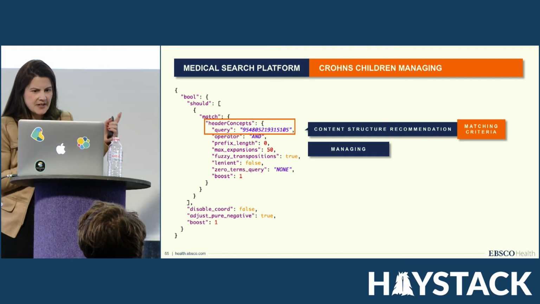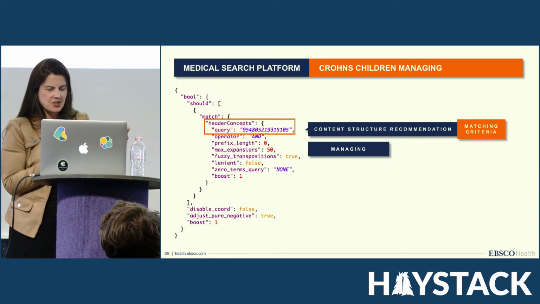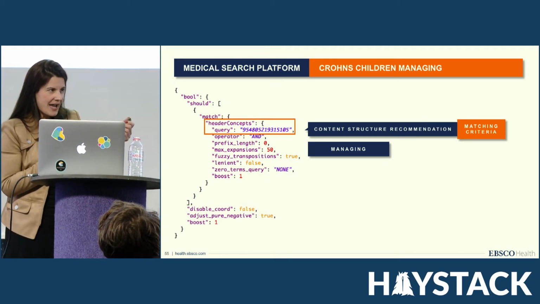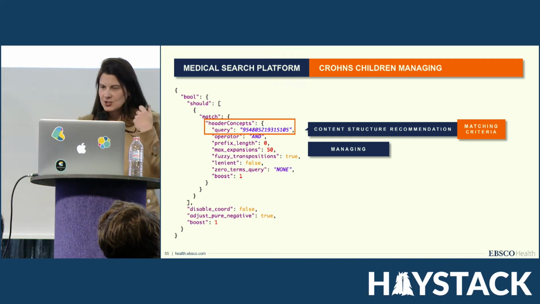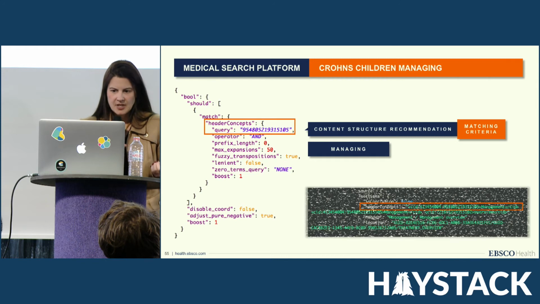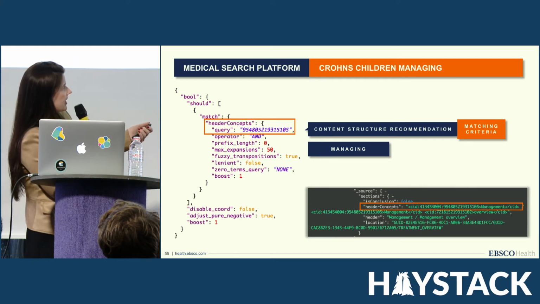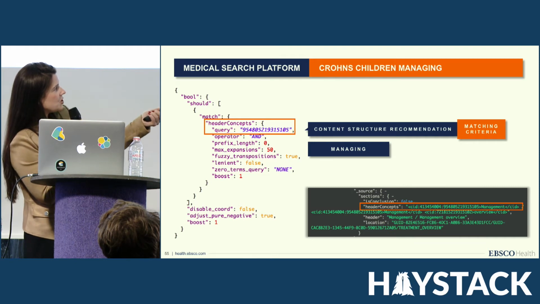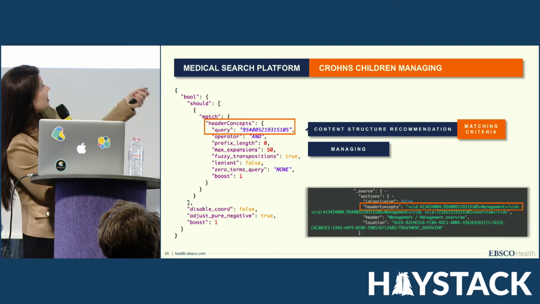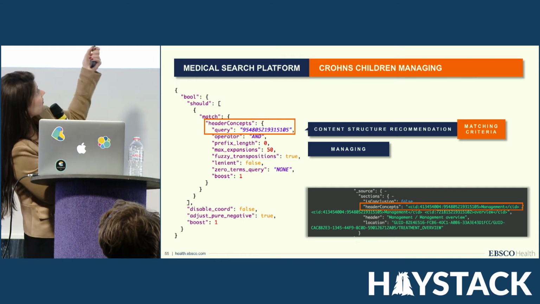Now here you can see that I'm using the content structure recommendation for managing, and notice that I'm going directly to the field that the recommendation indicates it's a structure representing. And this, as I have illustrated here, makes that connection in my index between this concept ID of management and the one that was searched for under managing.